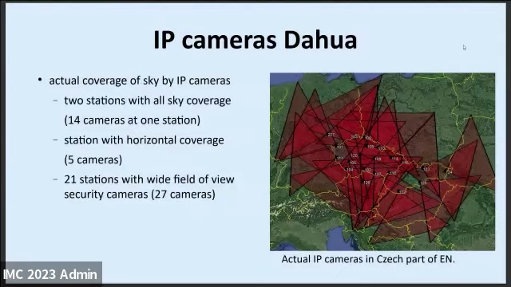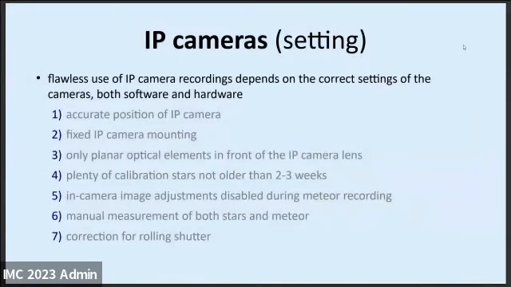So the actual coverage of the sky in our network: the black dots are our stations with photographic cameras, and the red triangles are the fields of view of the cameras that we use. We have 2 stations with all-sky coverage, and altogether it's about 50 of these cheap cameras.